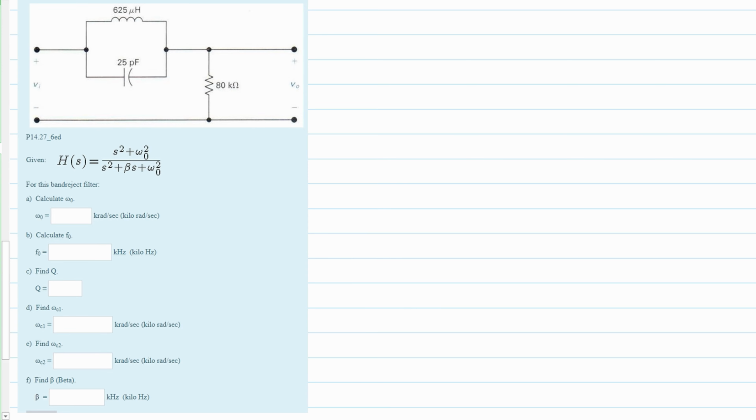This following circuit diagram is focused on a band reject filter, and this can be found in the notes linked below the like button in section 14.5.